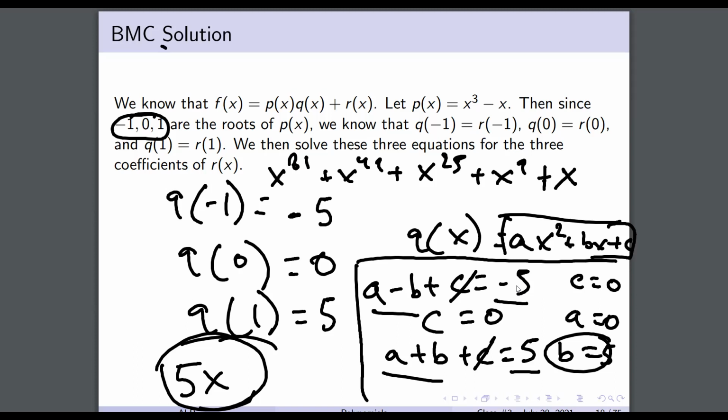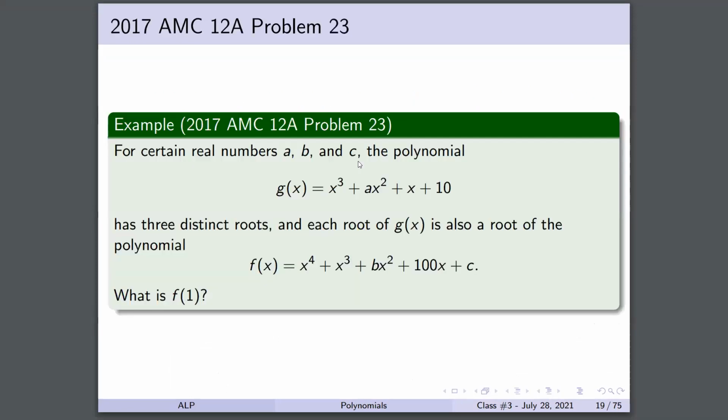All right. I guess I'll move on. So now we have another question. We have the 2017 AMC 12A problem number 23. And basically, in this question, we have certain real numbers a, b, and c. The polynomial g of x equals x cubed plus ax squared plus x plus 10 has 3 distinct roots, and each root of g of x is also a root of the polynomial f of x equals x to the power 4 plus x to the power 3 plus bx squared plus 100x plus c.